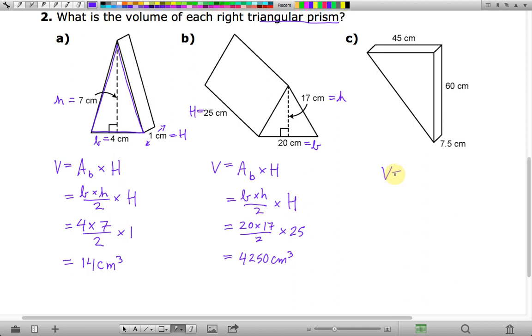And finally for this one, we have area of base times height. Again, it's base times height of the triangle divided by 2 multiplied by the height of the prism. So with this triangle, here's the triangle, and the base is 45, the height is 60, divide by 2 and multiply by the height of the prism, which is 7.5. And if you were to multiply all those things together, you would get 10,125 cubic centimeters.